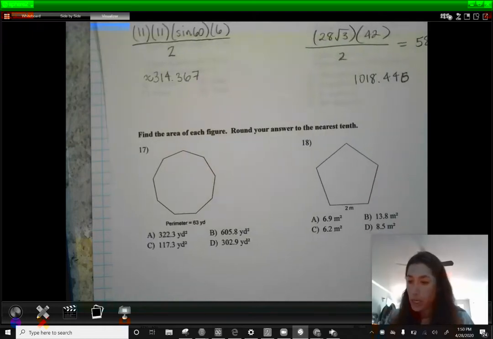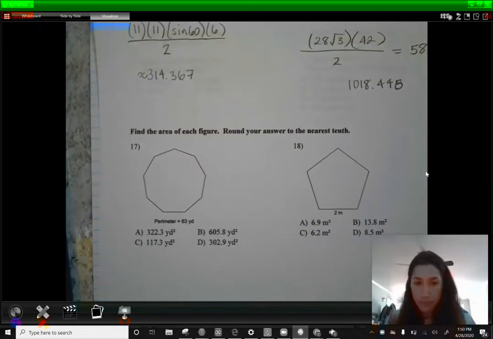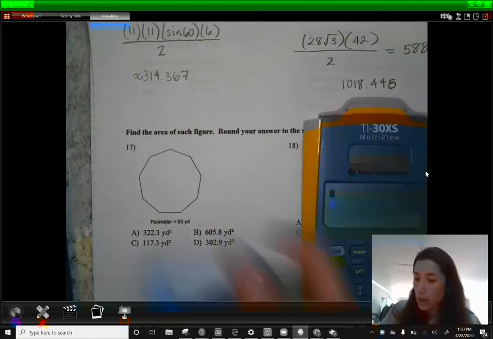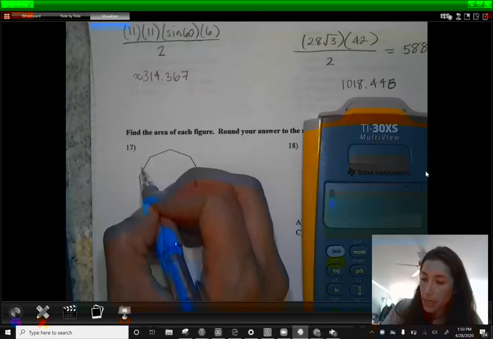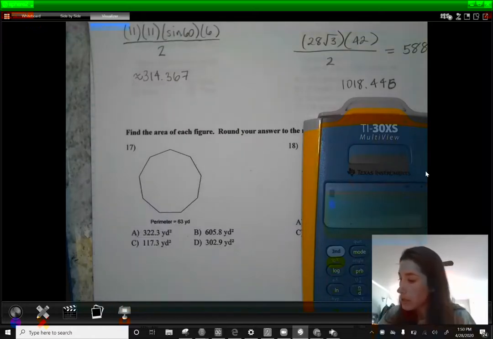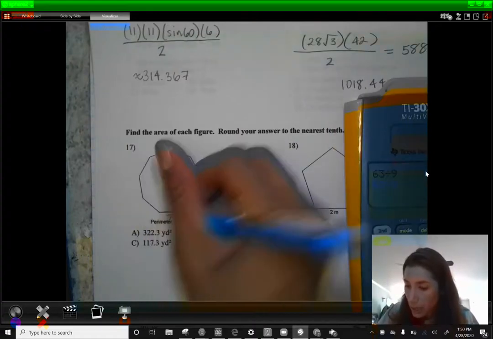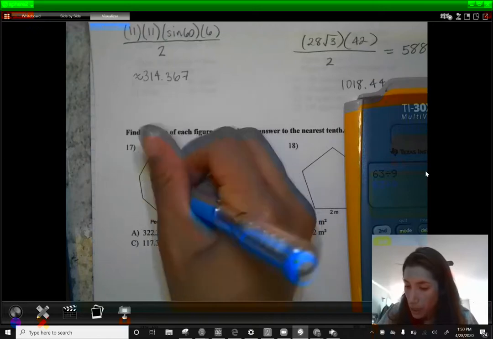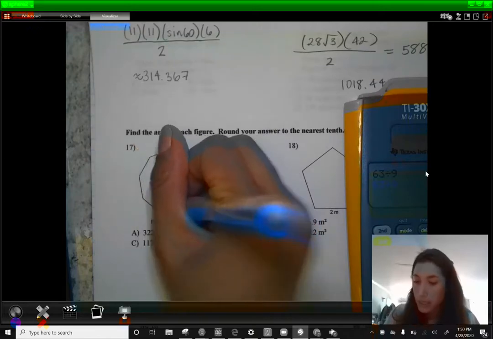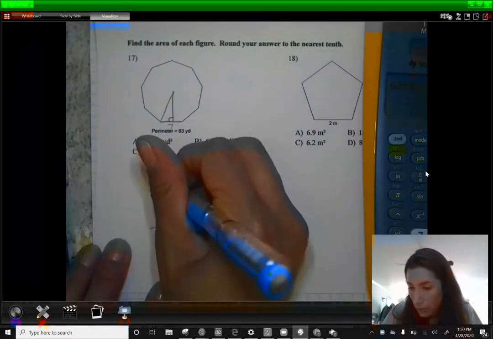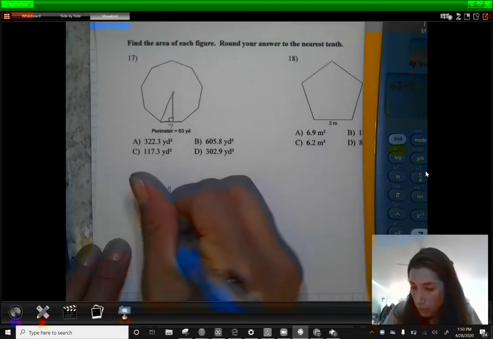Okay, question 17. The perimeter of this shape is 63, and there are 1, 2, 3, 4, 5, 6, 7, 8, 9 sides. So 63 divided by 9 is 7. So this entire side length here is 7. And what I'm going to focus on is this little half triangle that comes from the inside of that shape. I'm going to draw that a little bit bigger here. And since I just made a little half triangle, I'm going to take 7 and divide it by 2.